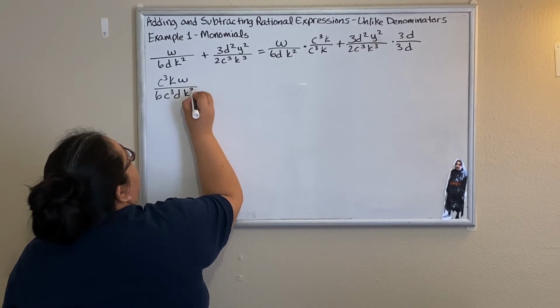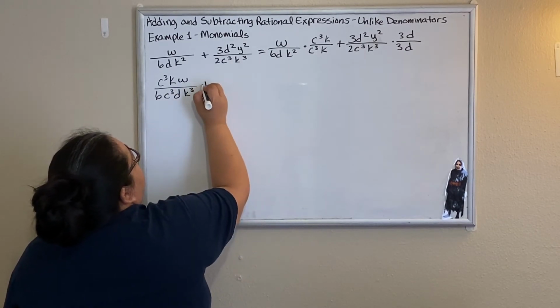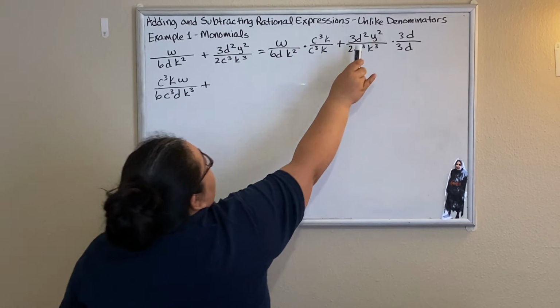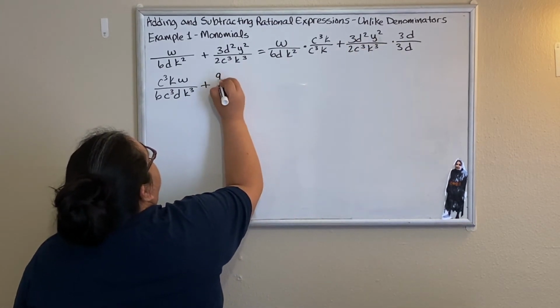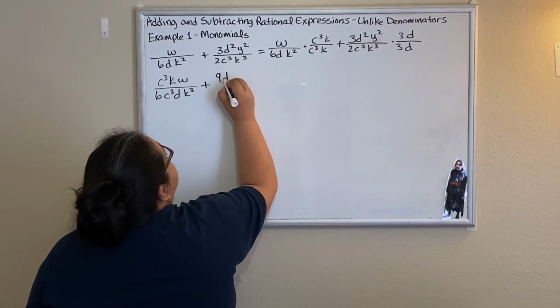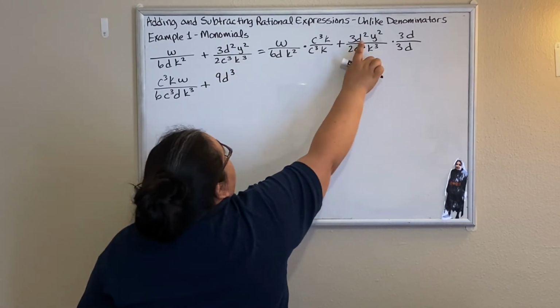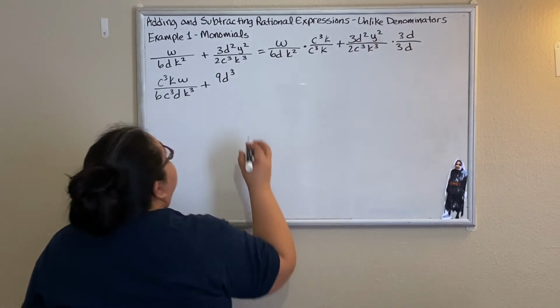and then k squared times k is going to be k to the third, plus, over here, we're going to multiply 3 times 3, that's going to be 9. Then we're followed by a d to the third power because I have d squared and d, so we have d to the third.